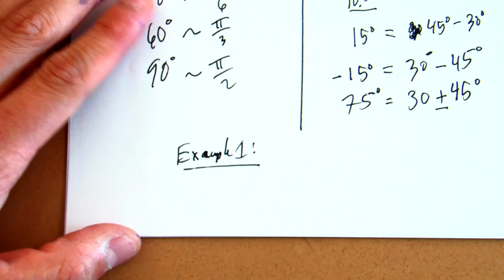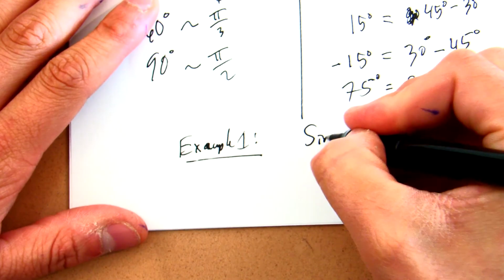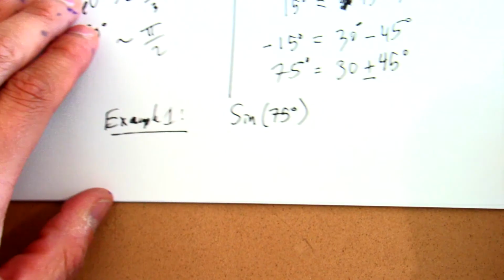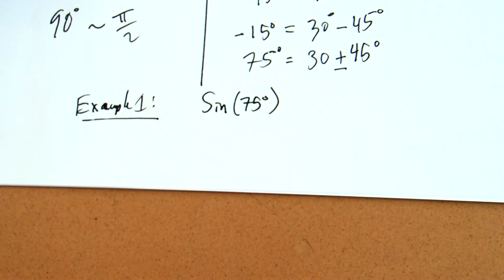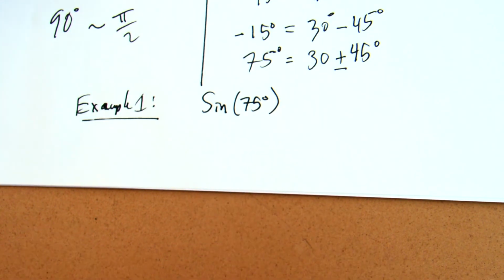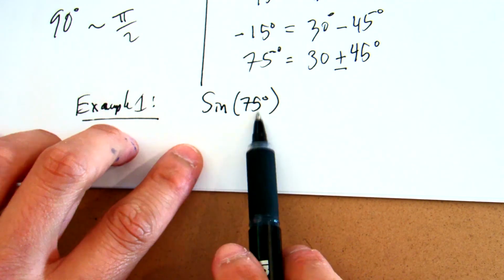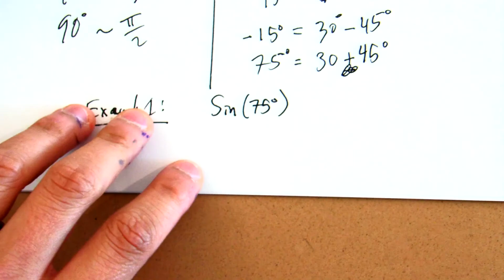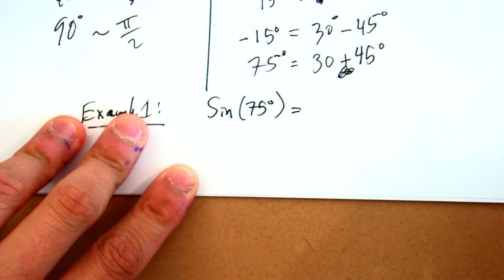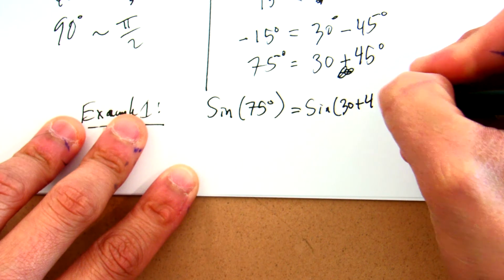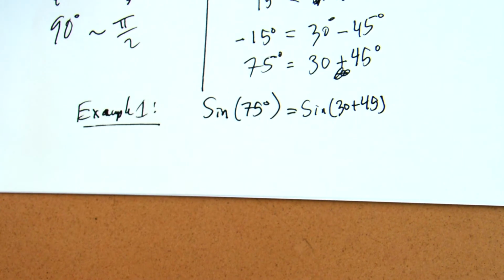And for example 1, I want you to find the sine of 75 degrees without using a calculator. So how would we do this? What do we do? And you say, well, is 75 on the unit circle? No, right? But I know that 75 is what? 30 plus 45. So do we agree the sine of 75 is the same thing as the sine of 30 plus 45? Is that true? Yes?